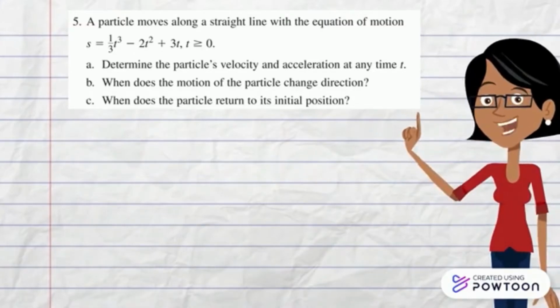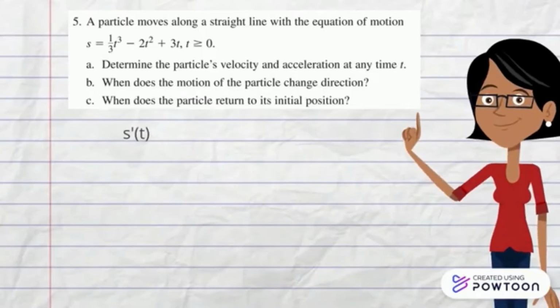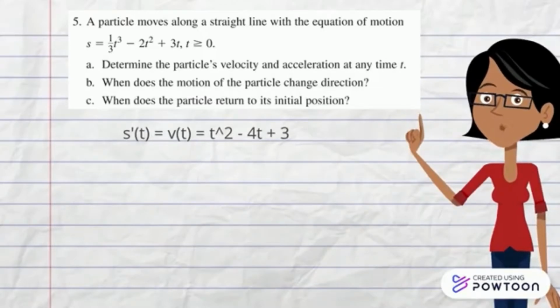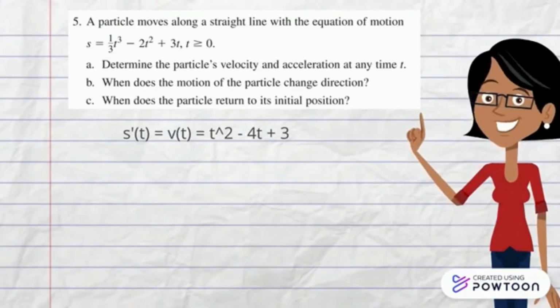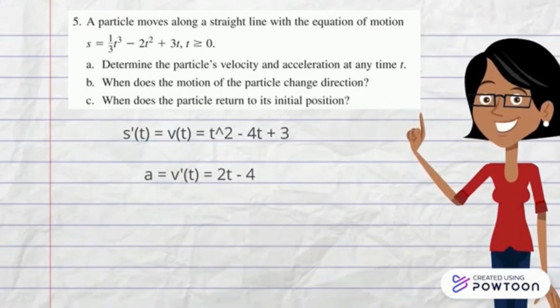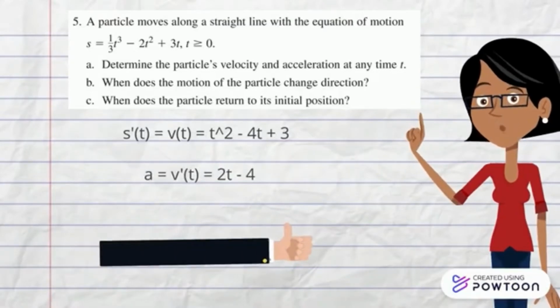When we differentiate s, we get t squared minus 4t plus 3. When we differentiate s again, which is just differentiating velocity, we get the equation of acceleration, which is equal to 2t minus 4. And with that, part A is done.